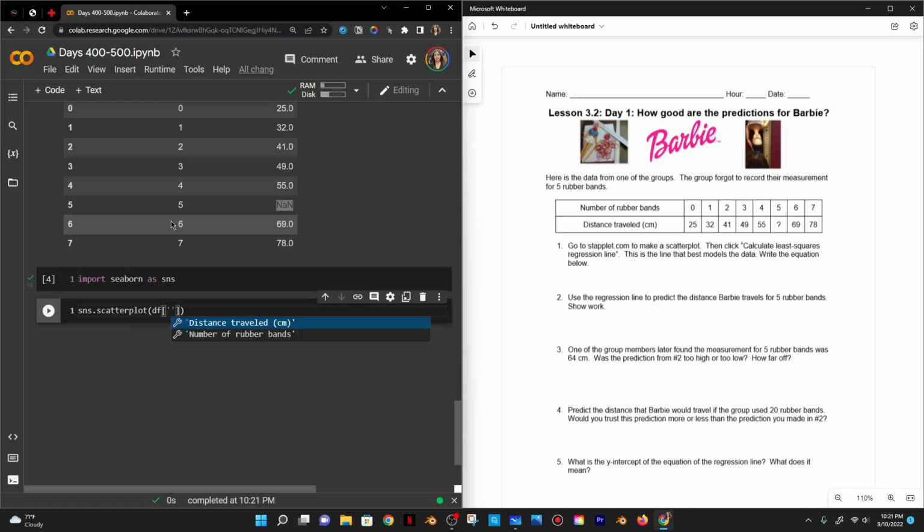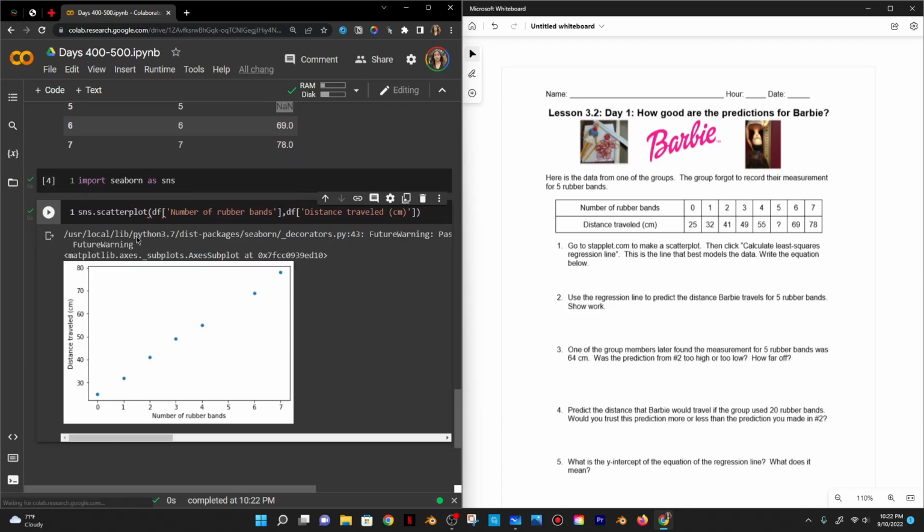So I'll plot from the data frame the distance traveled, which actually is my y. So data frame, distance, number of rubber bands, separate that by a comma, run that, and then that should give me my scatter plot, which is perfectly linear. So we don't have to do any transforming or linearizing of the data. It's given to us that it's linear, and because it's linear, we're now able to use the least squared regression line to predict the values.